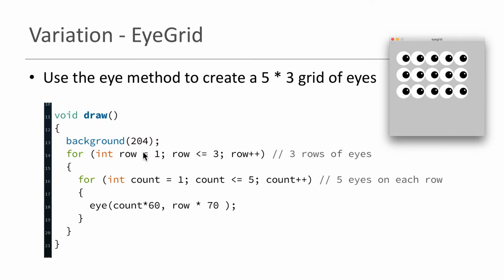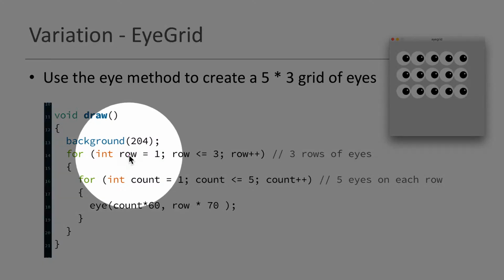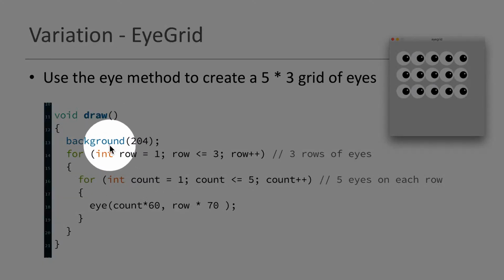Okay, so let's take a look at this code here, and we'll run it and see it in a second as well. In our draw routine, we have background, changing it to grey as before. And then I've got a for loop, and then a for loop inside it. And inside of that, I'm calling the method eye. So eye needs to know an x value and it needs to know a y value. So what's the x value and what's the y value?